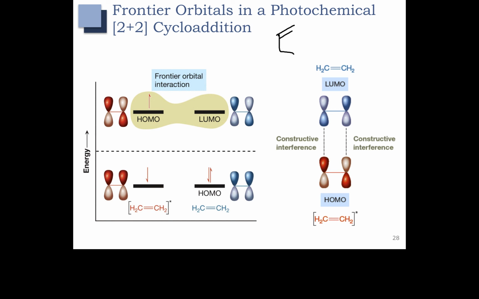So if you were to have a reaction where you had 4 plus 4, 1, 2, 3, 4 electrons plus 1, 2, 3, 4 electrons, this has 1, 2, 3, 4, and so this reaction would be photochemically allowed and thermally forbidden. So this reaction would proceed with light, but not with heat.